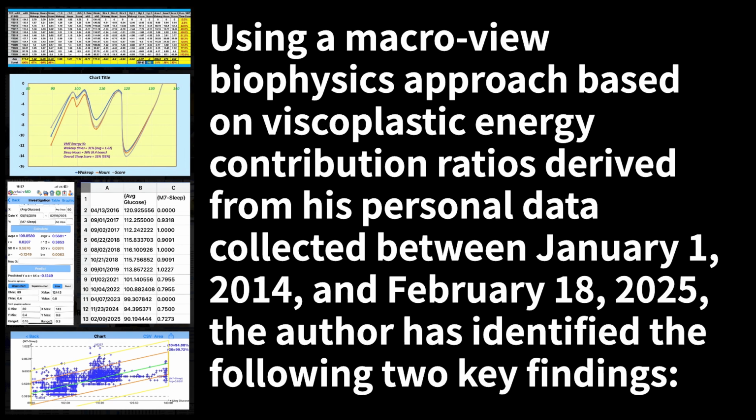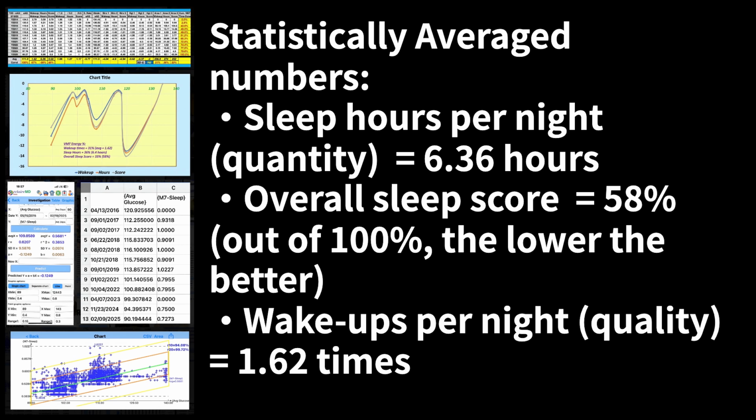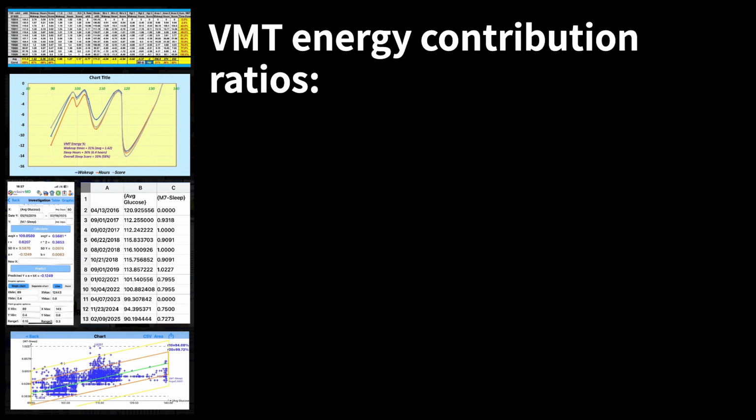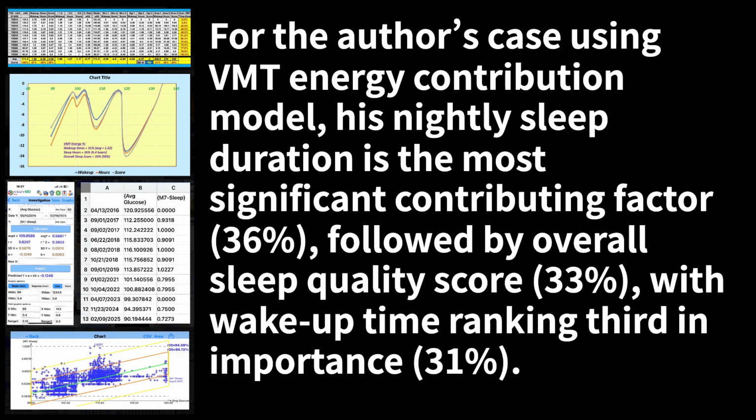Using a macro-view biophysics approach based on viscoplastic energy contribution ratios derived from his personal data, collected between January 1, 2014, and February 18, 2025, the author has identified the following two key findings. Statistically averaged numbers: sleep hours per night, quantity, equals 6.36 hours. Overall sleep score equals 58% out of 100%, the lower the better. Wake-ups per night, quality, equals 1.62 times. VMT energy contribution ratios: for the author's case using the VMT energy contribution model, his nightly sleep duration is the most significant contributing factor, 36%, followed by overall sleep quality score, 33%, with wake-up time ranking third in importance, 31%.